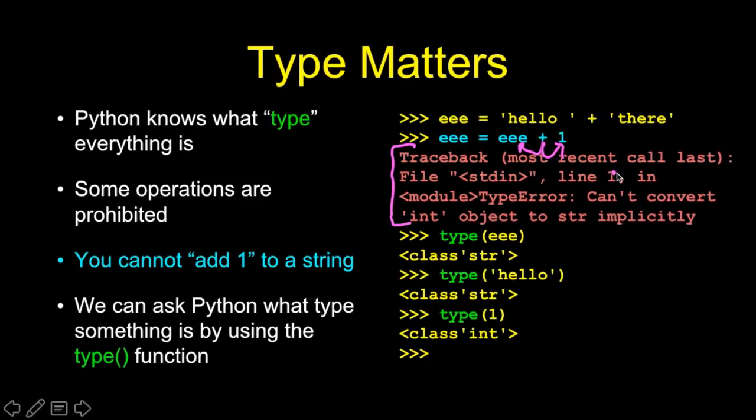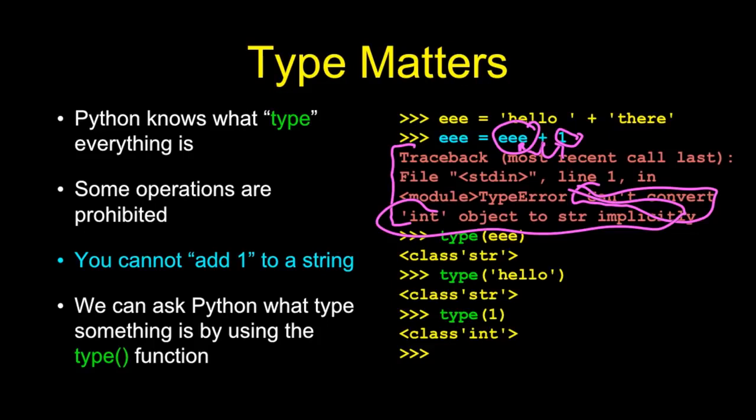Because we're typing interactively, it's always line 1 here. You read carefully and you don't get too stuck on too much stuff. Line 1, that tells us something. In module type error, can't convert int object to str implicitly. So that's an integer right there, and that's a string, and that's what it's complaining about, that little bit right there. If Python is so grumpy about types, then we should be able to ask it about types.